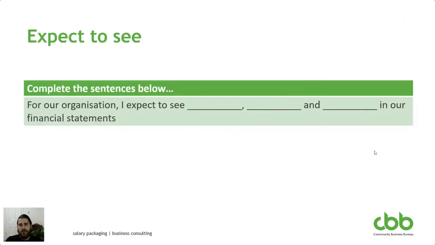So let's ask ourselves, for your organisation, what do you expect to see? Think of 3 things that you would expect to see in your financial statements. If you'd like to take it even a step further, you may ask yourself to what level you expect to see that. So for example, you might say, I expect to see wages and salaries. Do you also expect that to be your highest cost, as an example?